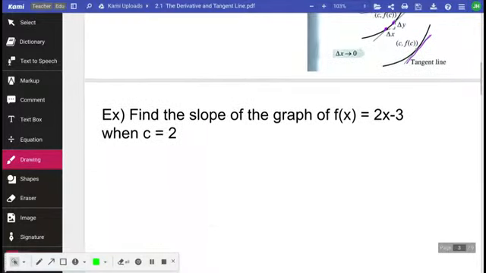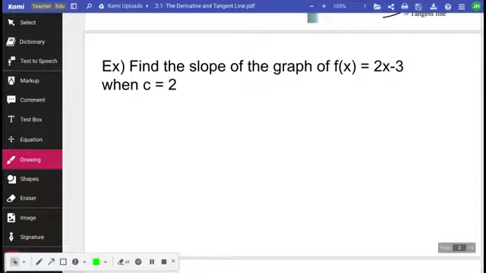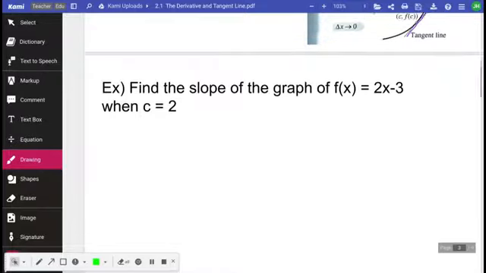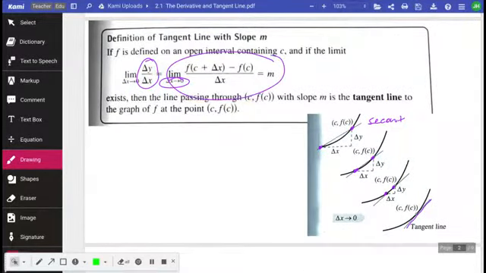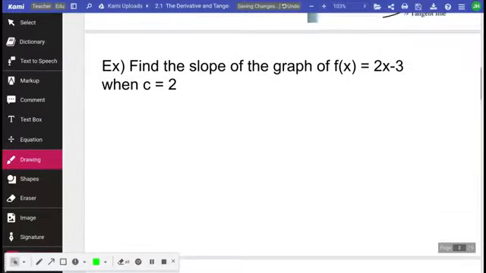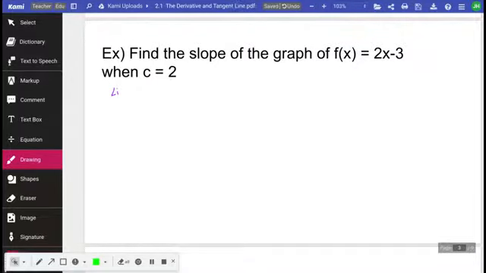Okay, so we'll do some examples with the slope. We're finding the slope of the graph of f of x equals 2x minus 3 when c equals 2. So it's asking for the slope at a specific location. It's asking you to use that slope of a tangent line formula. So we are going to use this. This section here is called the difference quotient. We're going to do the limit as delta x approaches 0 of f of x plus delta x minus f of x all over delta x. That's exactly what they gave us before. But the c is your constant, so we're going to replace the x's with our c value.